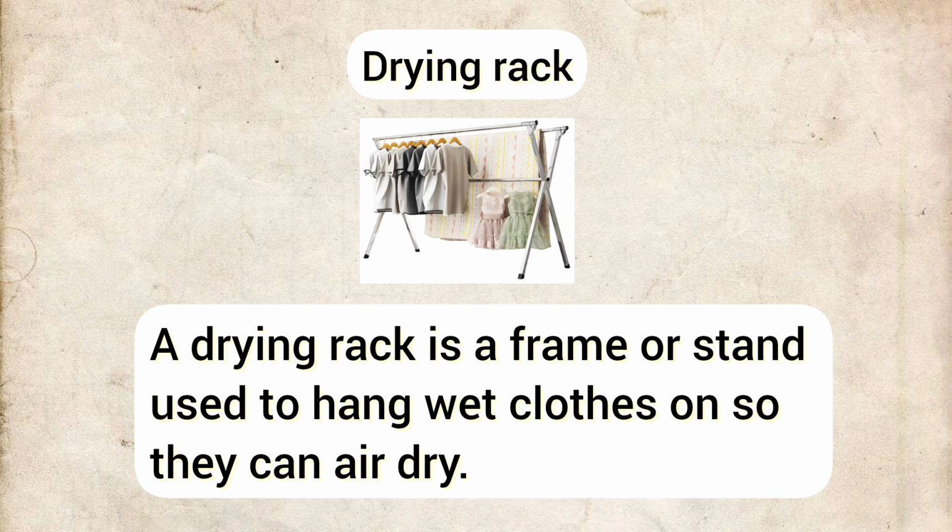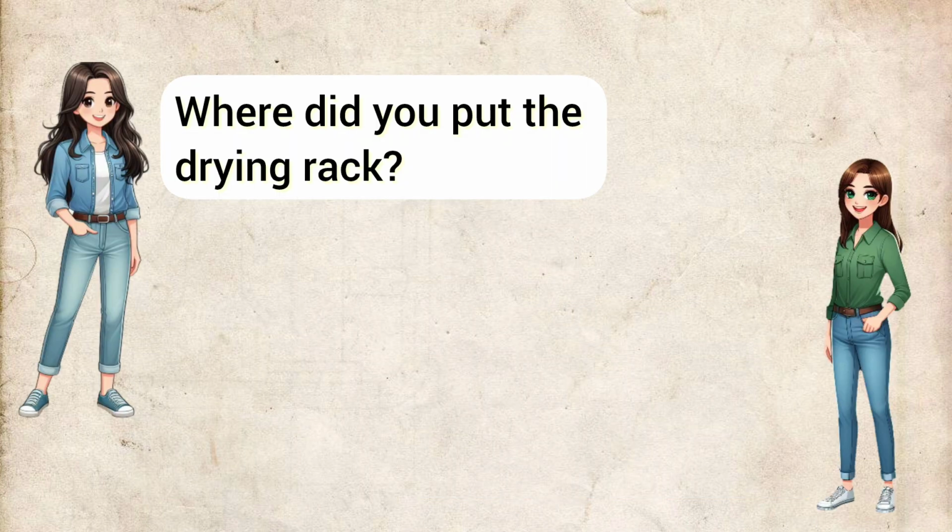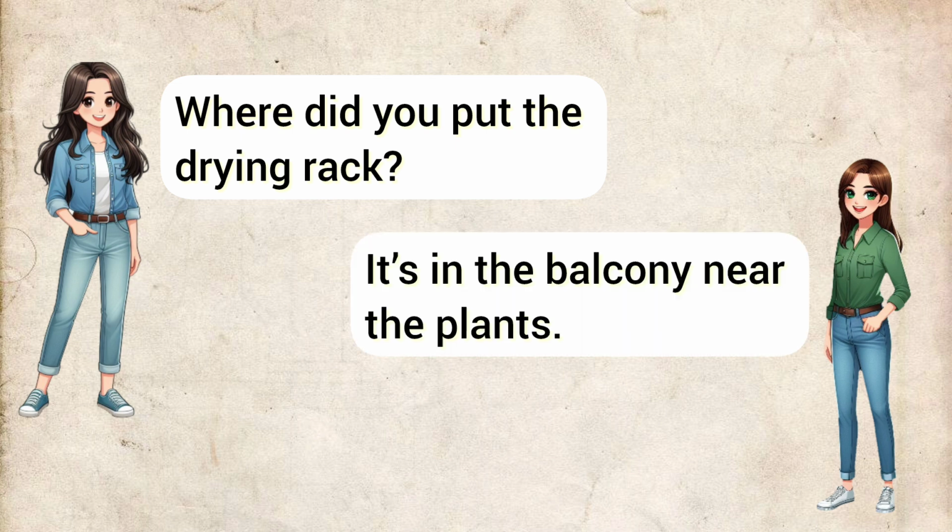Drying rack. A drying rack is a frame or stand used to hang wet clothes on so they can air dry. Where did you put the drying rack? It's in the balcony near the plants.